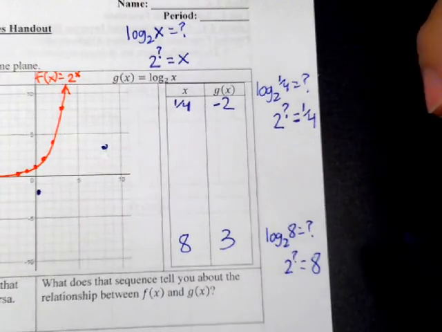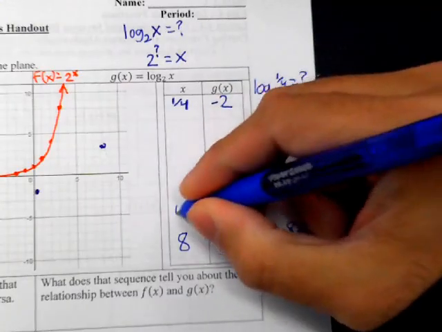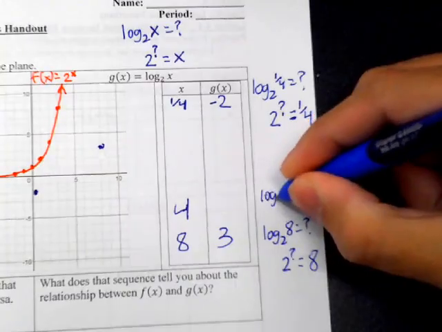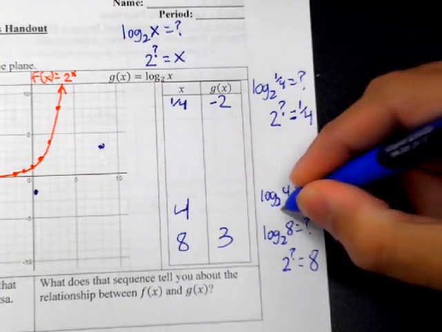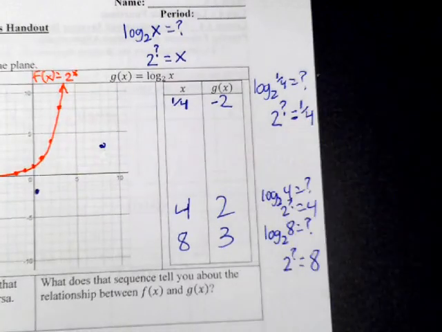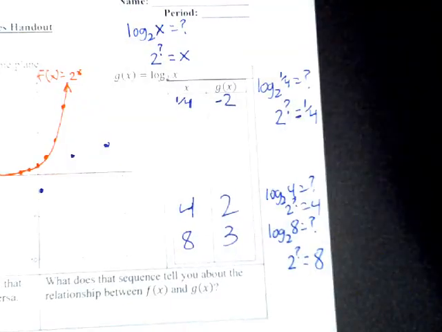So again, you can just continue doing points one by one. You might also remember that 4 is a power of 2. So log base 2 of 4 is asking 2 to what power turns into 4? It'd be 2 to the power of 2. So you got (4, 2).